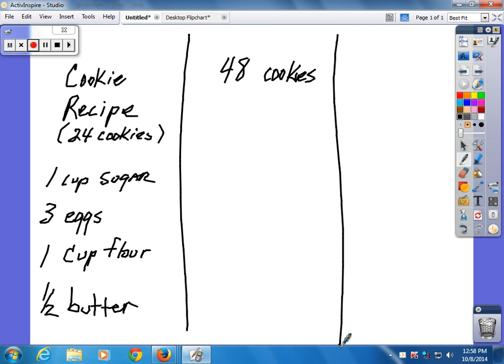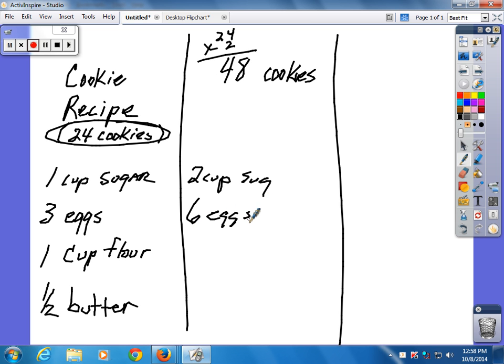Okay. 24 times 2, it's a multiplier. So basically, I would multiply 24 by 2, and that gives me what? 48. So if I multiply this by 2, then I need to multiply everything by 2. So that'd be 2 cups of sugar. How many eggs? 6 eggs. 2 cups of flour. And 1 cup of butter. Alright?